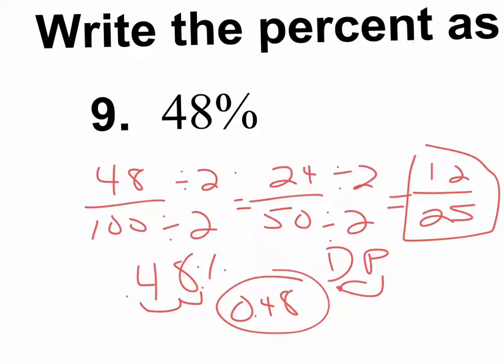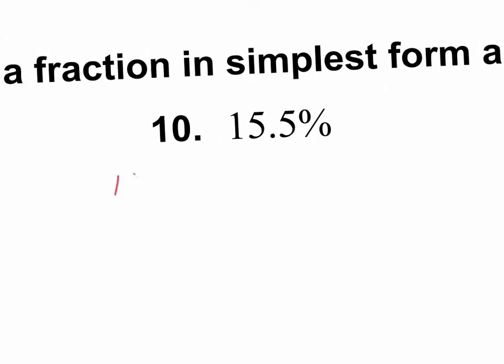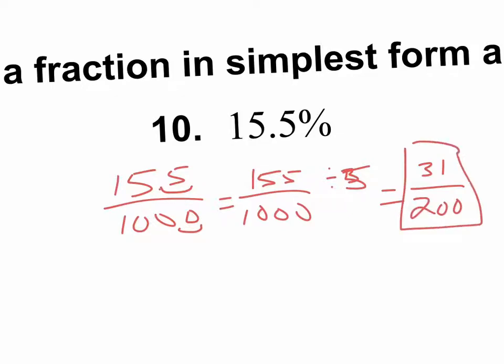Okay, keep on going, number 10. So percent goes over 100 again. So I have 15.5 over 100. We cannot have decimals in the numerator. We do not want that. So what I'm going to do is move the decimal over 1 here. When you do that, you have to move it 1 over here. If there's nothing there, you put a 0. So this is really 155 over 1,000. Then 5 goes into both of those. So 155 divided by 5 gives you 31, and 1,000 divided by 5 gives you 200. That's the answer in fraction.